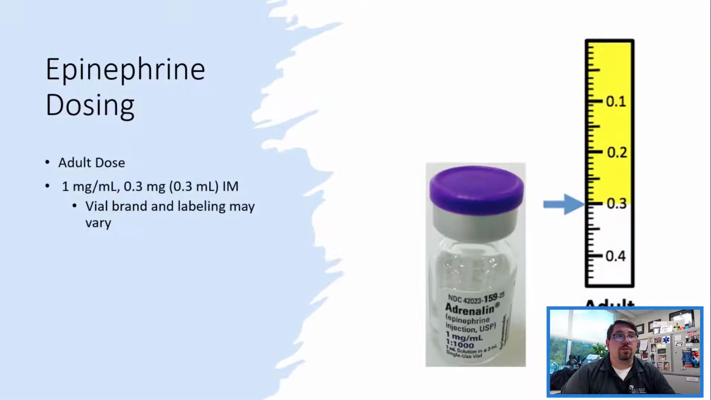When we look at our epi dosing, our adult dose should be 1 milligram per milliliter, the way in which it's supplied in the vial. We're going to be drawing up 0.3 milligrams or 0.3 milliliters to administer intramuscular. This is going to vary from brand to brand, vial-wise, but labeling should be relatively consistent that epi 1 in 1,000 should come in approximately 1 milligram per milliliter, recognizing our adult dose is 0.3 milligrams, and we should be drawing up a total amount of 0.3 milliliters.